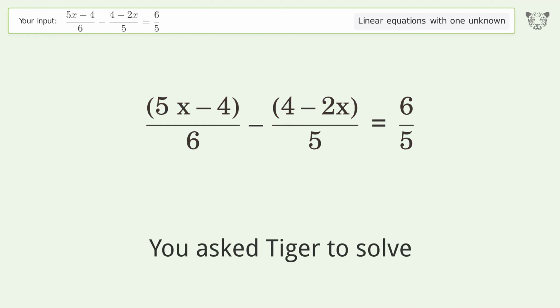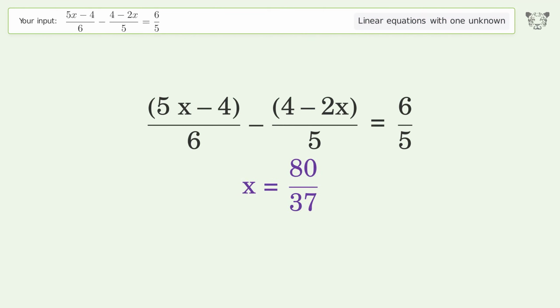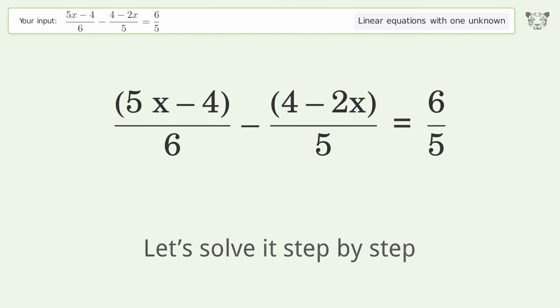You ask Tiger to solve. This deals with linear equations with one unknown. The final result is x equals 80/37. Let's solve it step by step.